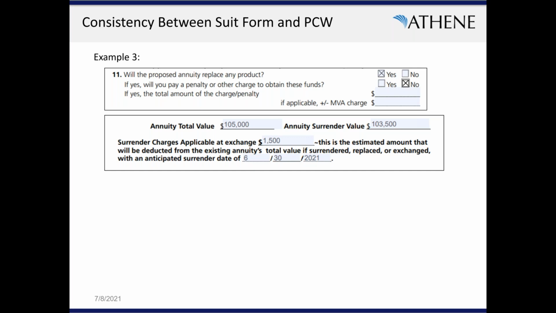Now, here's an example of why this would potentially be not in good order. You have on question 11 on the suitability form that there will be no penalty or charge to obtain these funds. But then on the product comparison worksheet, it shows a $1,500 surrender charge. That is inconsistent. This would have to be NIGO'd and corrected by the customer in writing.